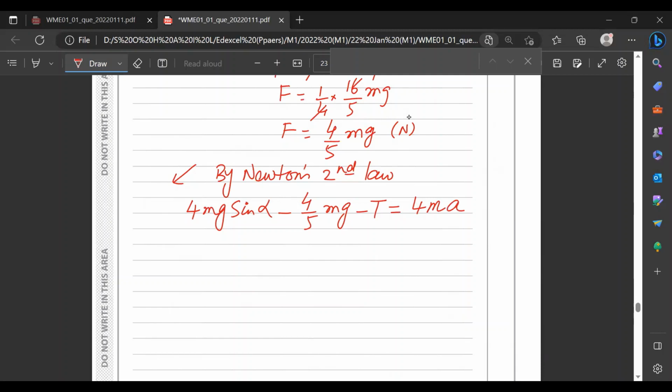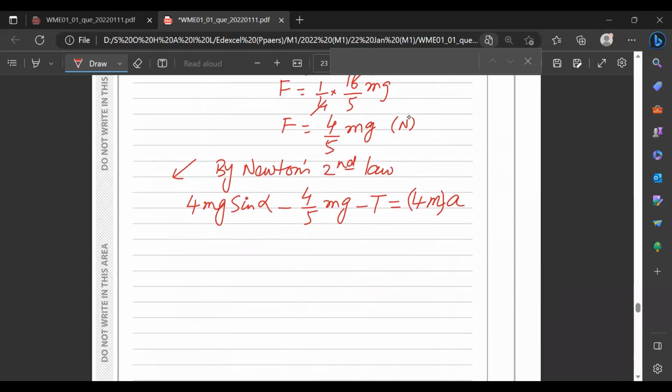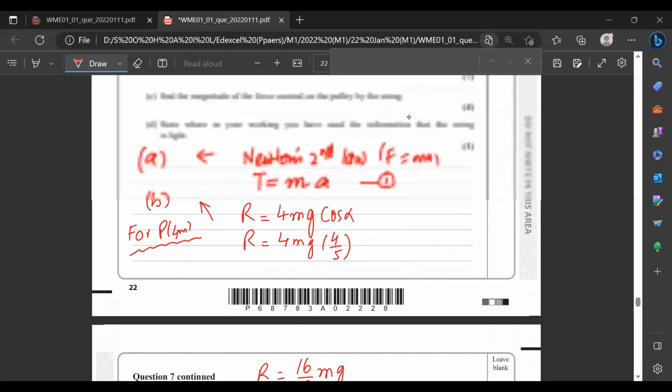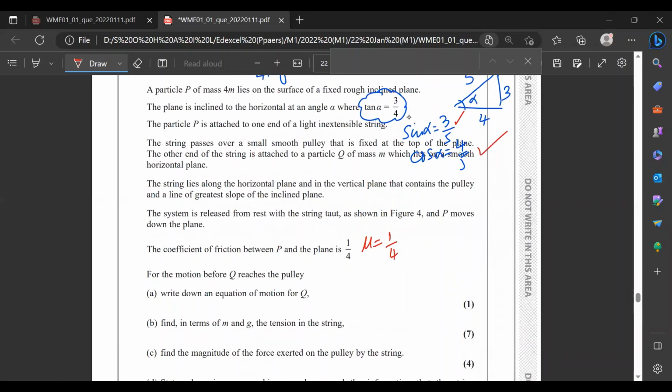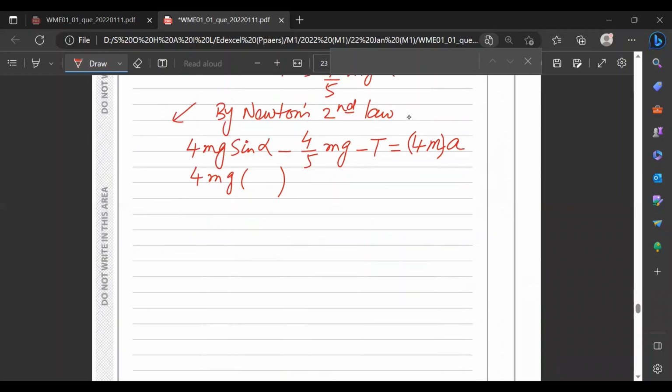F equals ma. 4m is the mass and a is the acceleration, which is common for both particles. So here, instead of the angle, I can straight away use the value: sine of alpha is 3 upon 5, so I can write 3 over 5 here. In this way, I can get the answers in the exact form. Minus T is equal to 4 ma.